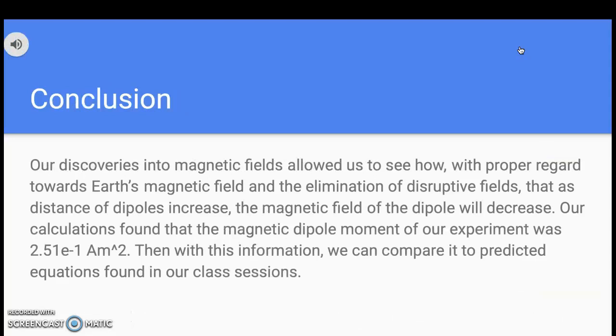By performing this experiment, we were able to discover that with regards to Earth's magnetic field and by eliminating disruptive fields, the distance of dipoles increases while the magnetic field of the dipole decreases. Our calculations indicated that the magnetic dipole moment of our experiment fell at 2.51 times 10 to the negative 1 amp meters squared. With all of this in mind, we were able to compare it to predicted equations found in our group problem sessions to see just how accurate our readings were.